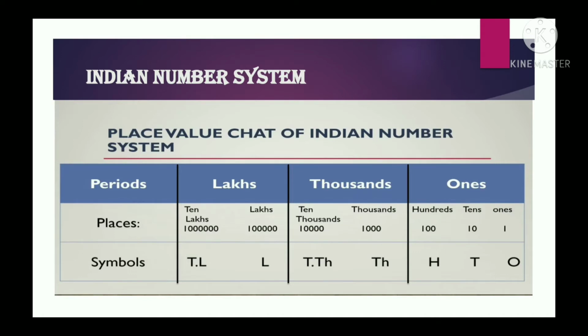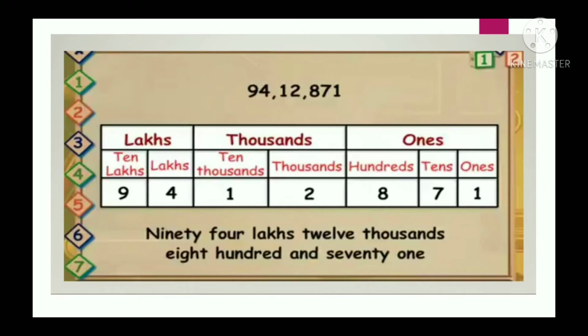Now students, I hope you have understood the place value chart of the Indian number system and how we write numbers till 7 digits. Now let's see some examples. Here I have taken an example, 94 lakhs 12,871. First I am going to put these numbers in the place value chart.